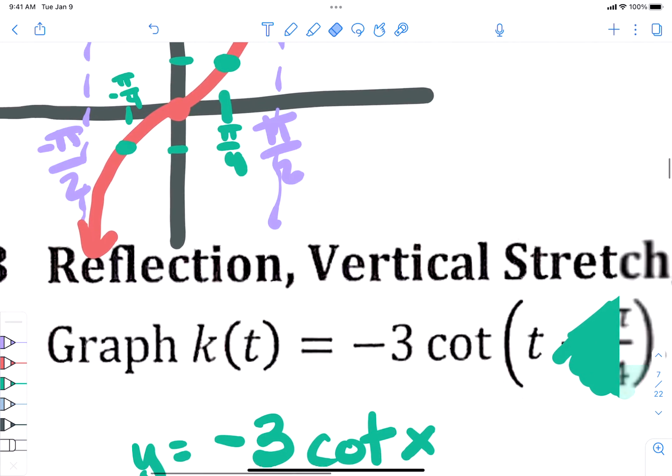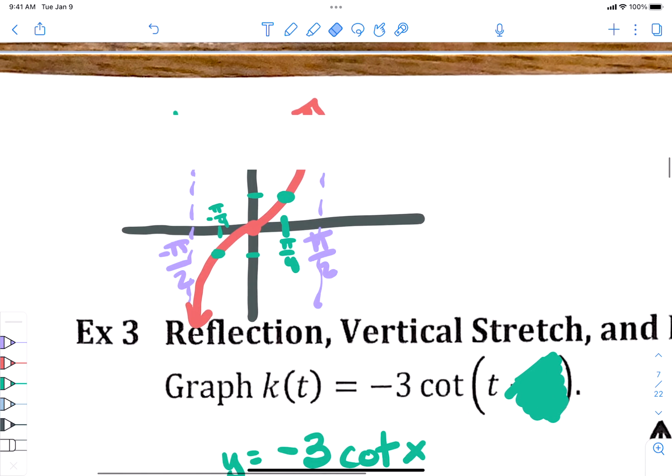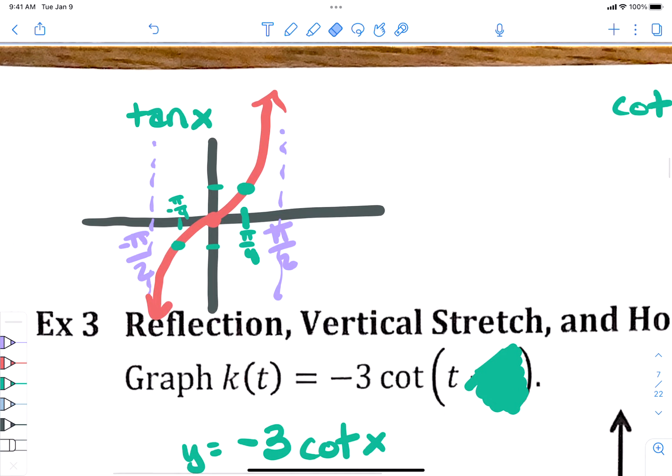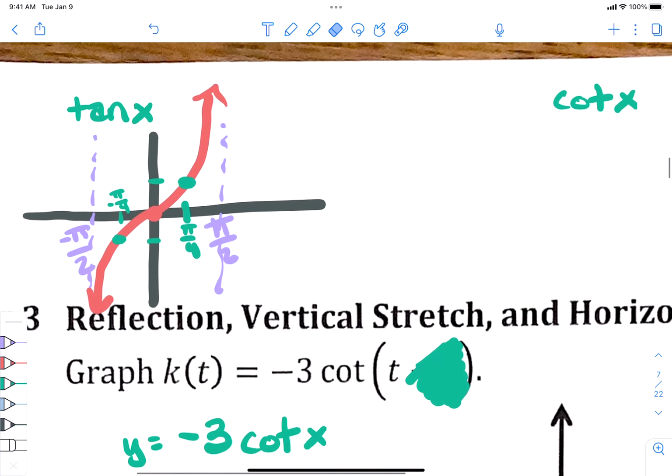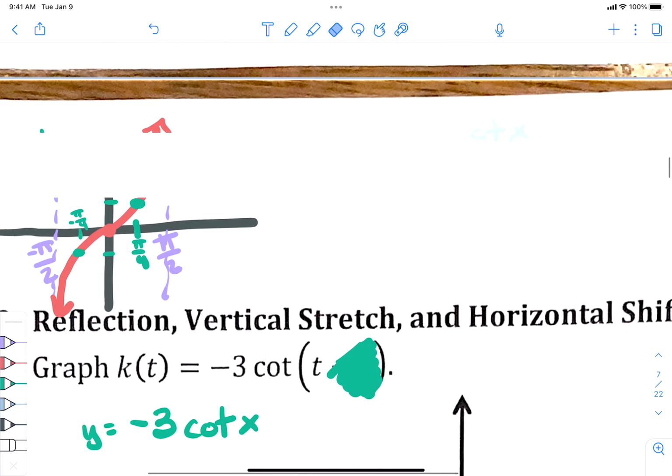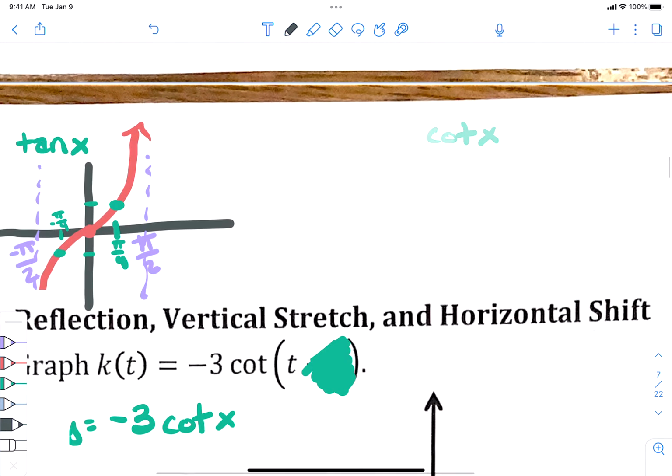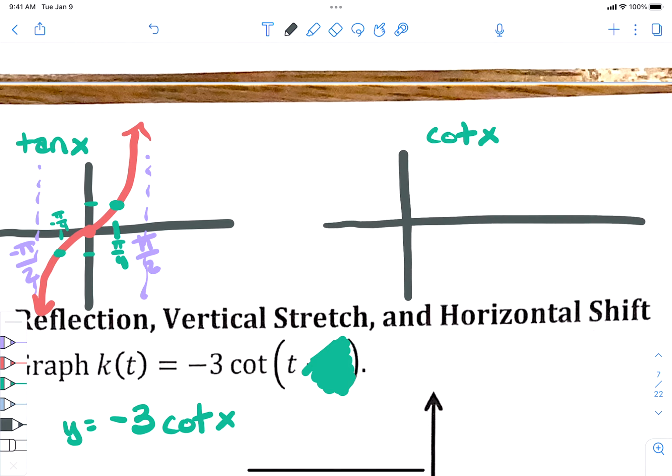All right, now we're going to compare tangent to cotangent. I bet I just flipped them. Okay, kind of. All right, let's go over here to this side. We're going to do some comparisons. Actually, let's talk about something that's the same.